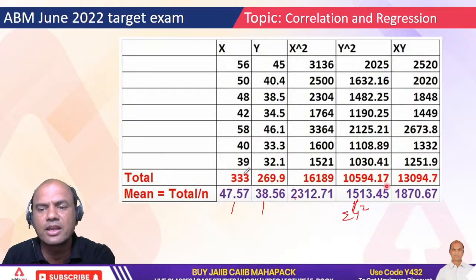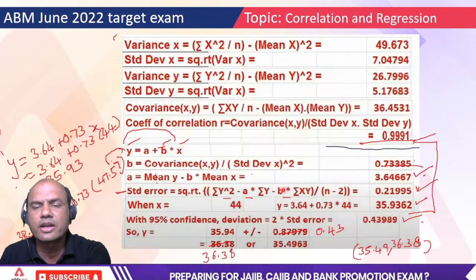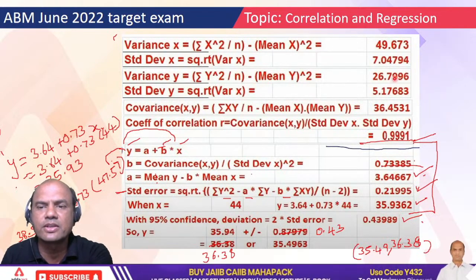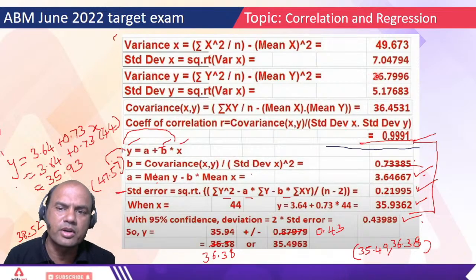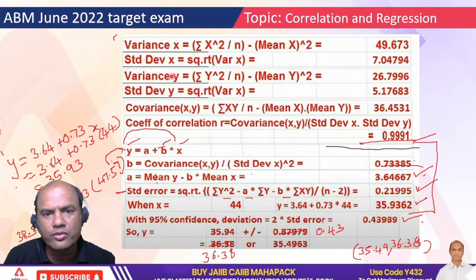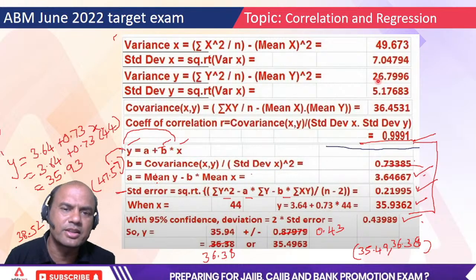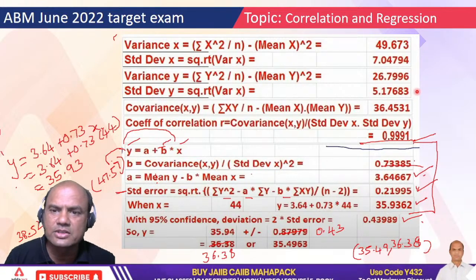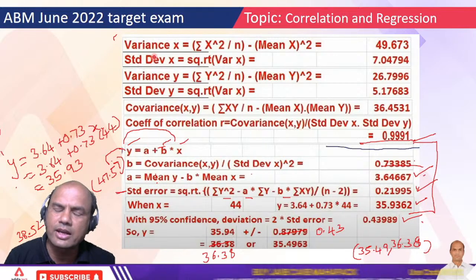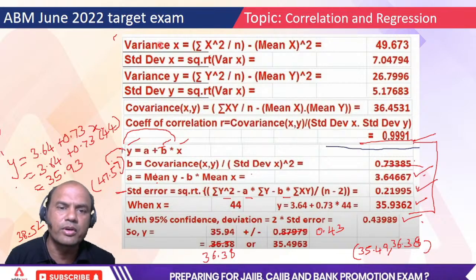Summation y square upon n, 1513 minus 38.56 square. What is the answer you are getting? Are you getting 26.79 or 27 roughly? 27 you can get. Once you have got this as 27, find the standard deviation, again the square root of variance. So the square root of 27 is 5 point something, 5.17. So now we have got the standard deviation also. Now here we are in the second step. First step was table, second step is variance. Now we have found out two variances.